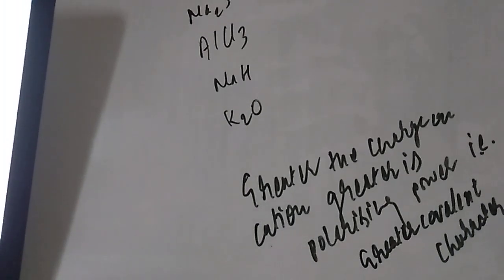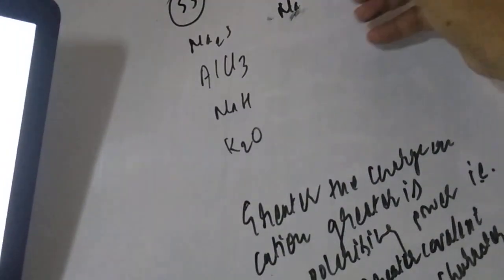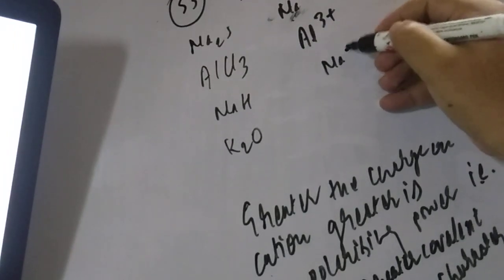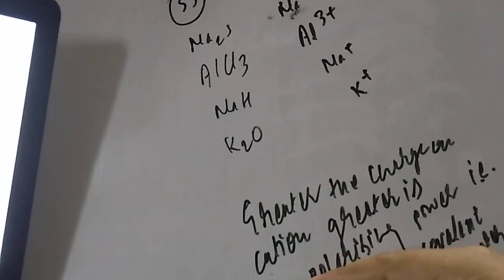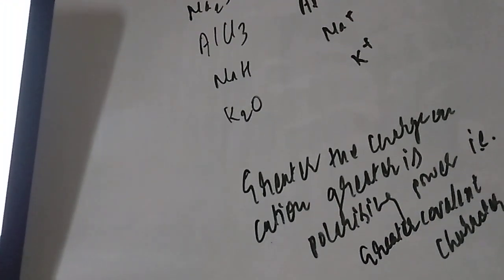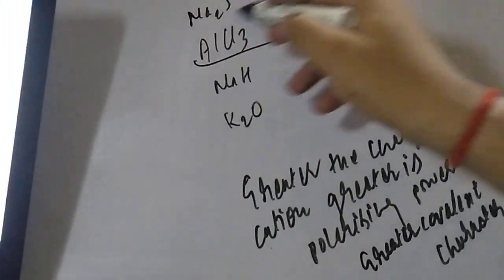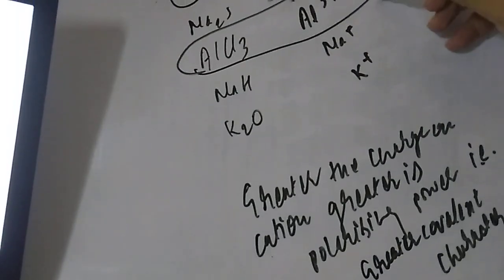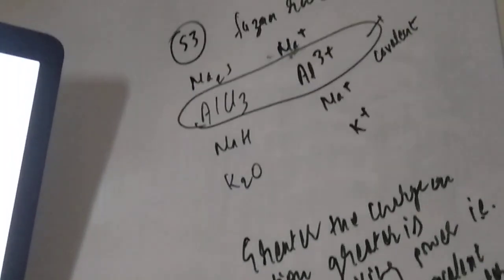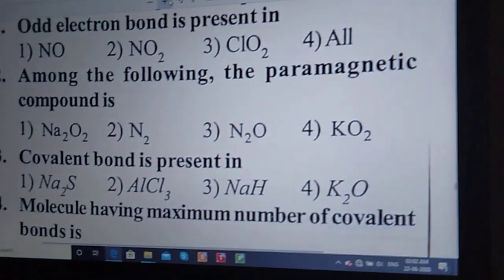Now come to the options. Na+ is very small, then Al3+, and K+. Dear student, Fajan's rule says the greater the charge on the cation, the greater the polarizing power, that is, greater covalent character. Aluminum has a 3 positive charge, so this one has the greater covalent character. So aluminum trichloride is covalent. The correct option will be option number 2.